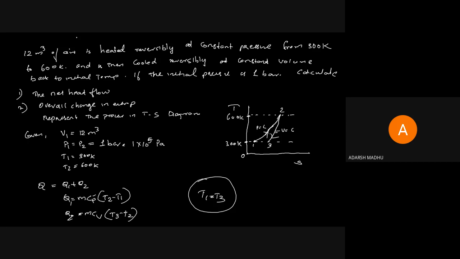So we can substitute T3 as T1, 300 Kelvin, right? To find M, we know that for a perfect gas, PV equals MRT. PV equals MRT. From here we can find the value of M. So we can take the initial value as P1 V1 equals MRT1, and we can find the value of M.